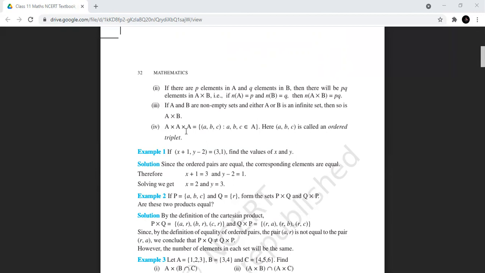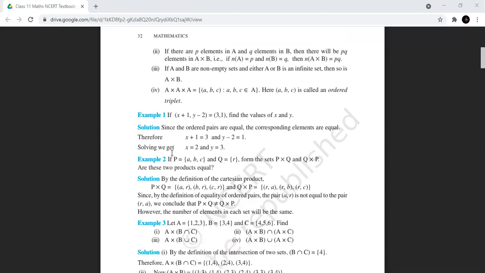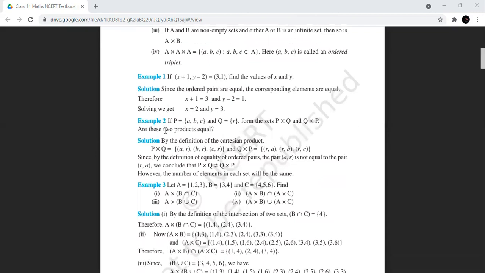So each ordered pair would be given all entries of set C. Okay, with an example, it will become more clear. Then certain examples are given here. I think the first one is quite simple. You've done these types of questions, as I said, with coordinates in class 10 as well.